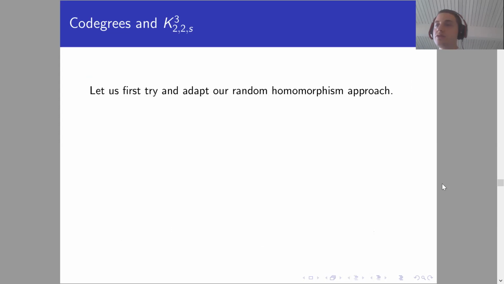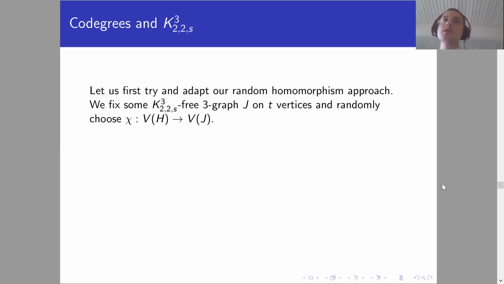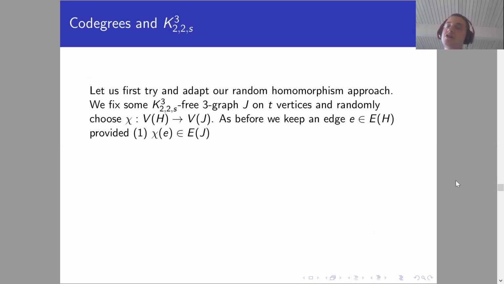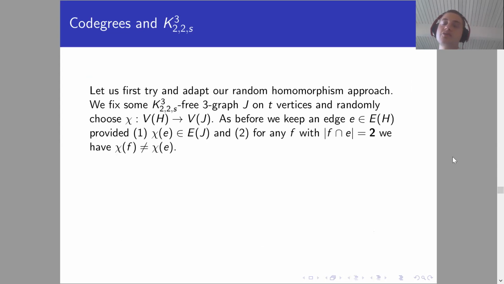This will come up naturally in the proof. So let's first naively try to adapt our random homomorphism approach that seemed to work well before. To do this, we fix some K_{2,2,s}-free 3-graph J on t vertices, and we randomly map the vertices of H to the vertices of J. As before, we keep each edge under two conditions, the first being that it maps onto an edge in J. The slightly different condition we now need is that if F intersects E in exactly two places, then they map to distinct edges. Before with loose triangles, we required this to hold when they intersect in one place, but now we require it when they intersect in two.